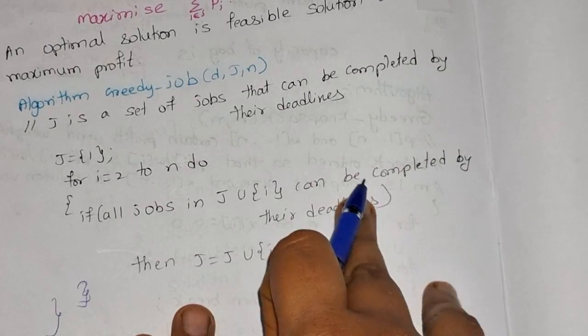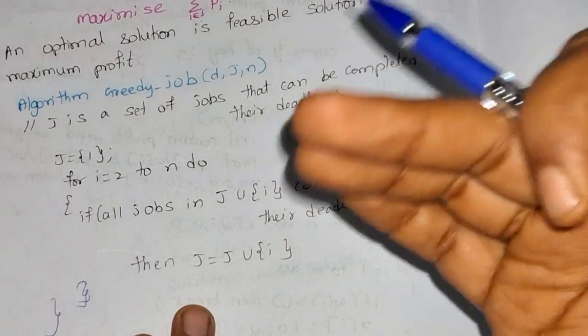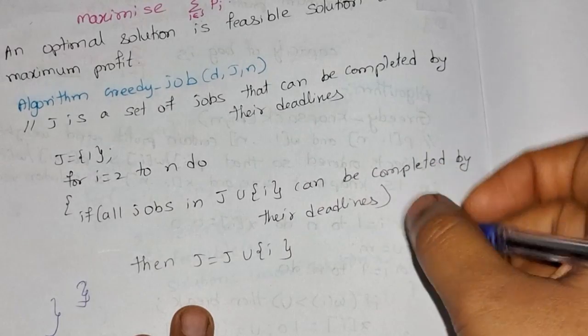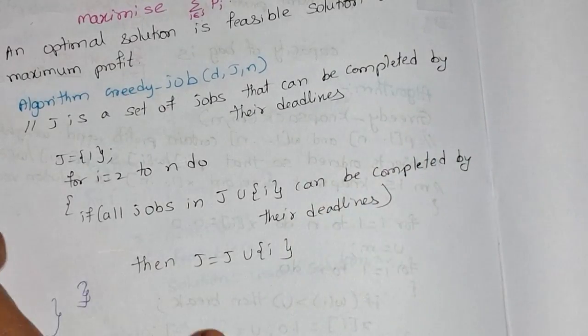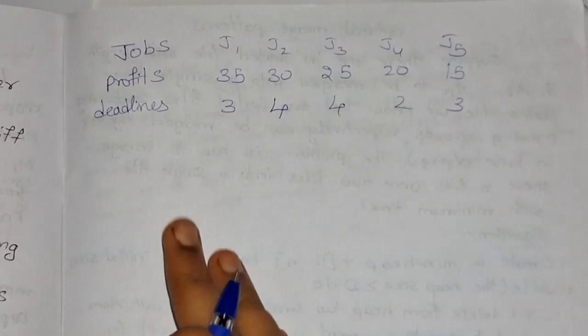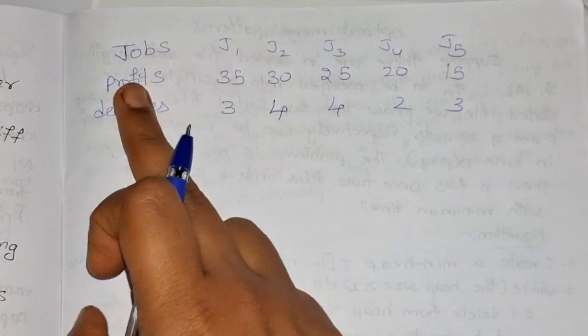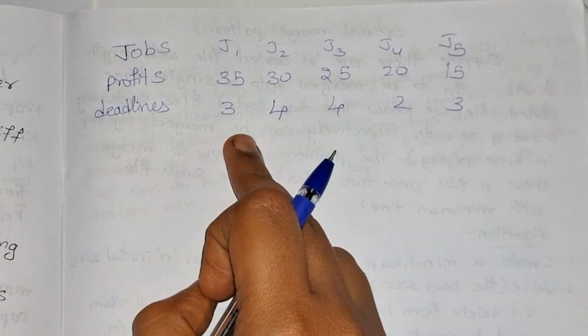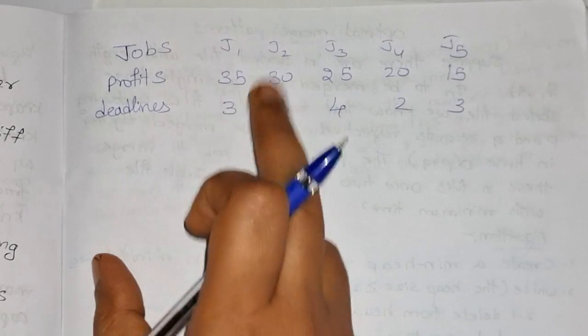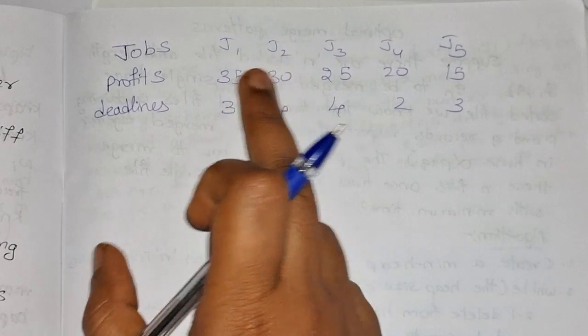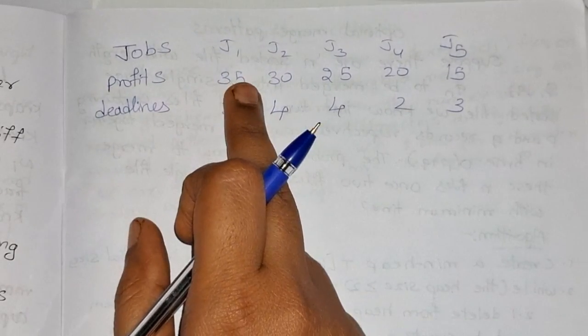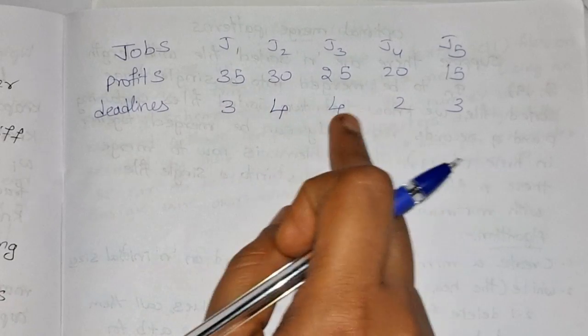Let us understand this job sequencing with deadlines clearly using an example. Given the example, jobs J1 to J5 with their profits and deadlines. If a particular job is finished within its deadline, then only it will get the profit, and we have to select jobs such that they maximize the profit.